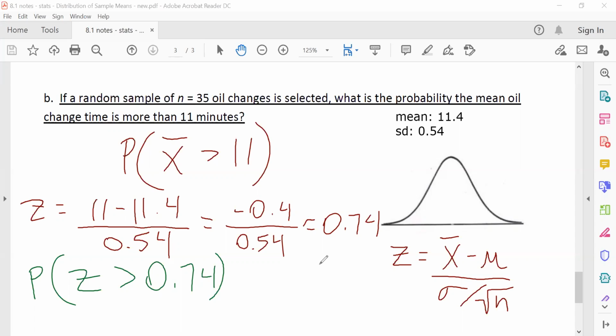So we need to look up the probability of a z-score exceeding 0.74. Well, I'll do it from my phone. So make sure you have a z-table busted out. You can just Google z-table. And I'm sorry, that's supposed to be negative. Oopsie. This is negative 0.74.